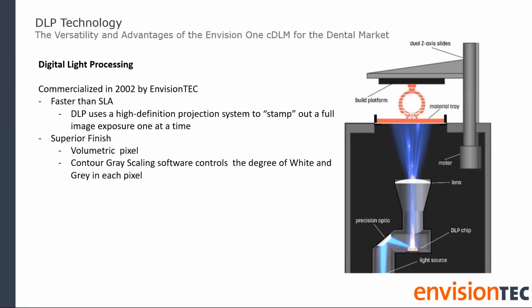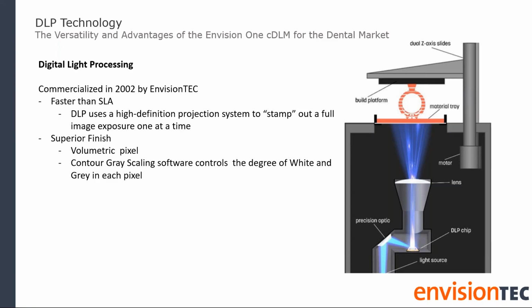To understand the Envision One cDLM and cDLM in general, it's best to know a little bit more about EnvisionTEC and the DLP technology. EnvisionTEC was first founded in 2002 with the release of the first DLP 3D printer and the first printer capable of printing wax. EnvisionTEC has become a global provider of professional-grade 3D printing solutions with 6 process technology platforms and over 45 model configurations. EnvisionTEC's 3D printers are utilized in markets including dental, audiology, bioprinting, aerospace, automotive, jewelry, and entertainment.